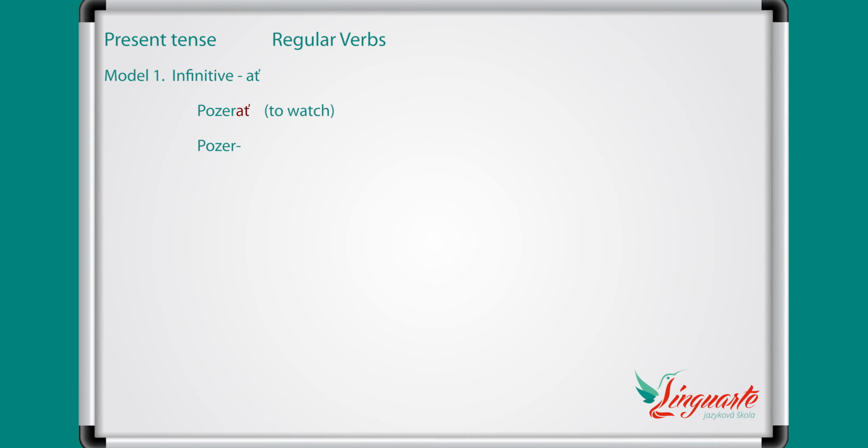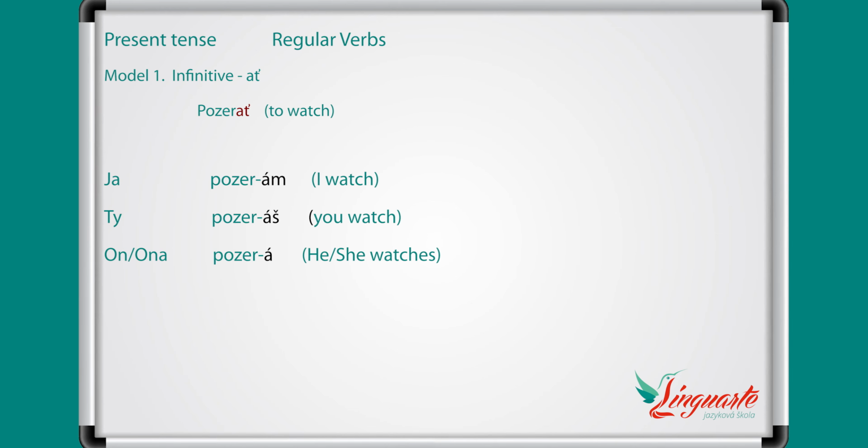To begin the conjugation, we need to drop the ending of the infinitive ať, so with pozerať, we would have pozer. After this, we add different endings, then ja pozerám, I watch, ending ám. Ty pozeráš, you watch, ending áš. On pozerá, he watches, ending á. Ona pozerá, she watches, ending á. Ono pozerá, it watches, ending á. This is used for words with neutral gender.